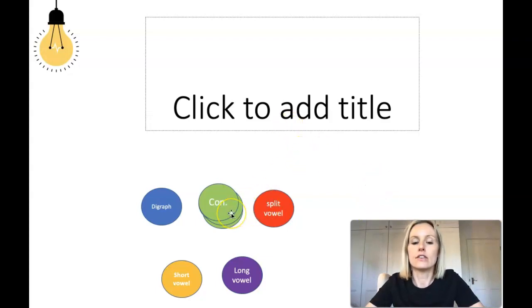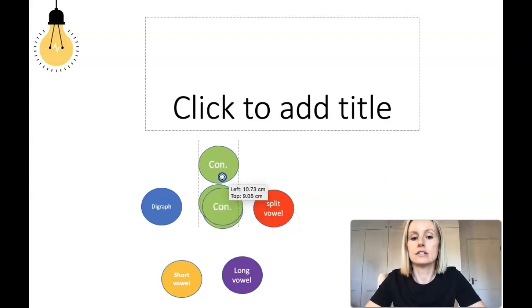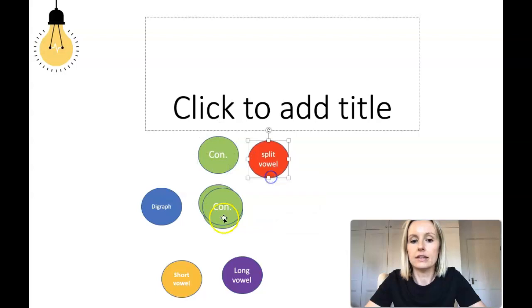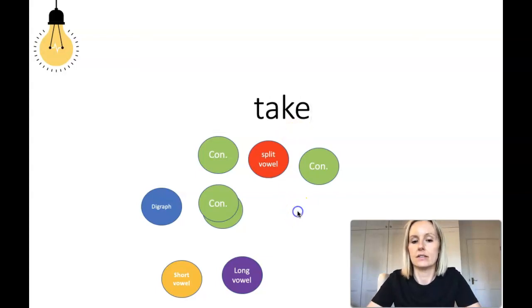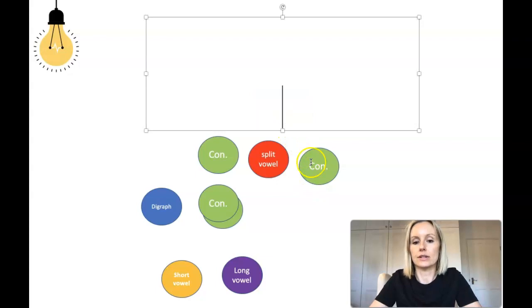Okay, so the first word I'm going to give you is take. Okay, so we have t, a, k, and now I'm going to remember to put that E at the end. Take. There we go. Is that what you thought? Okay, let's have another go at a different word.